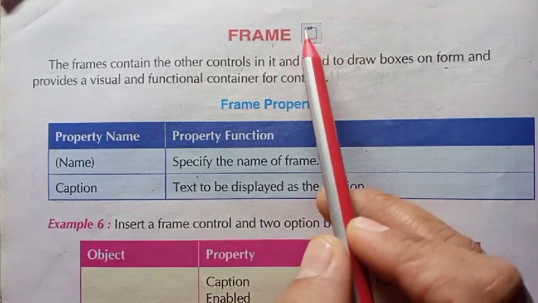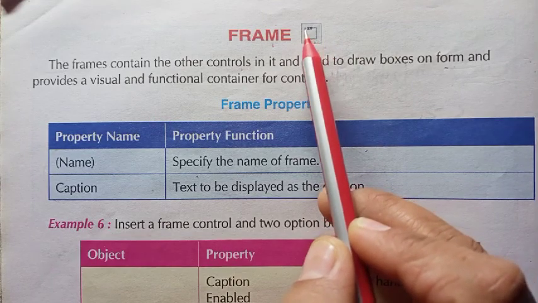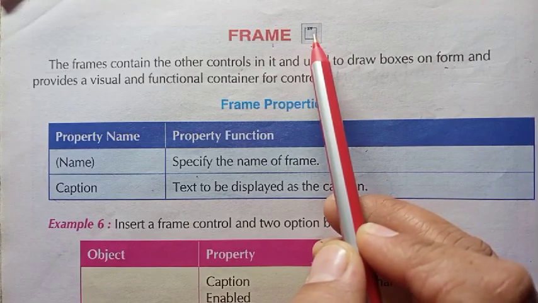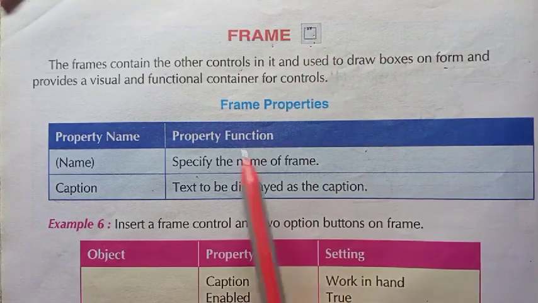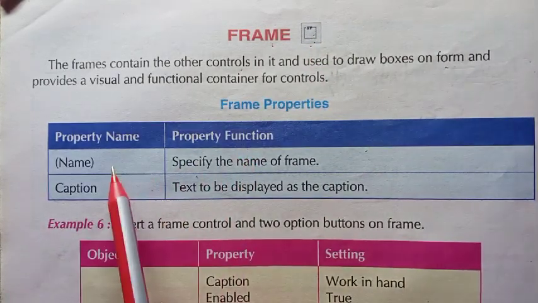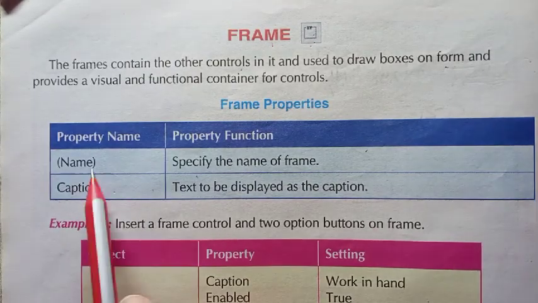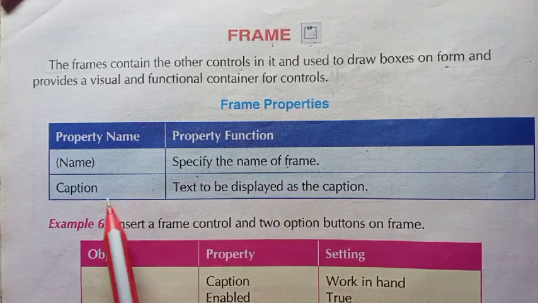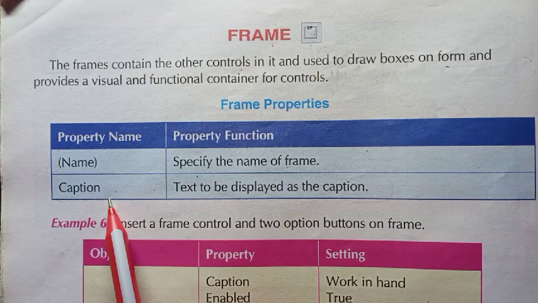As you can see over here, this box is drawn, so you can keep inside a number of other controls in this to form a group. So the commonly used properties with the frame are name and caption. The name as usual is going to specify the name of the frame to the form, and the caption is going to give the name that should be displayed.